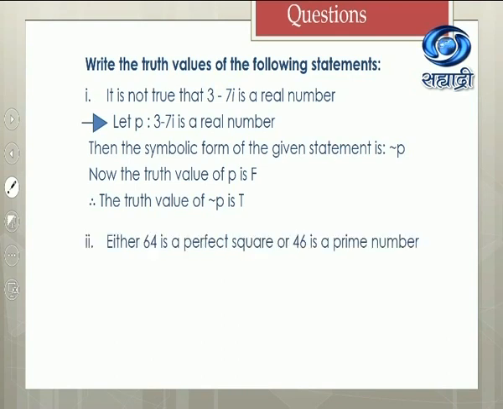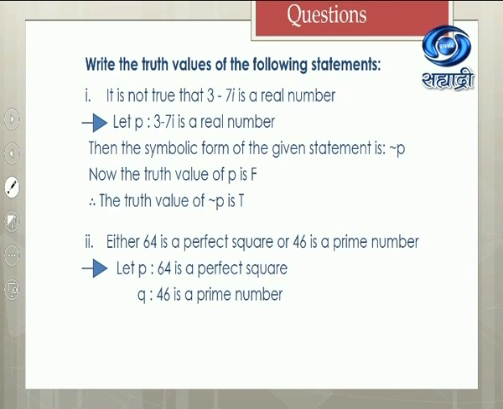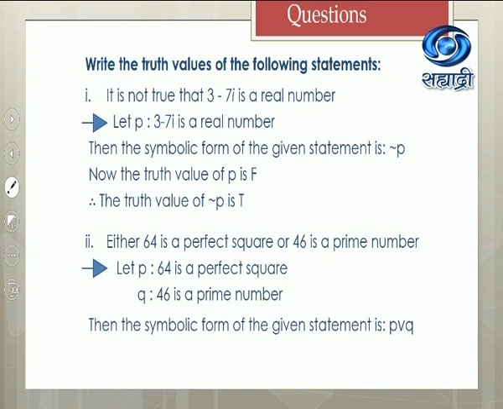Next example, either 64 is a perfect square or 46 is a prime number. Your P statement can be written as 64 is a perfect square. Q statement, 46 is a prime number. So the symbolic form of the given statement is P or Q. As you can see, there is an or word in between them. So P or Q is the symbolic form.